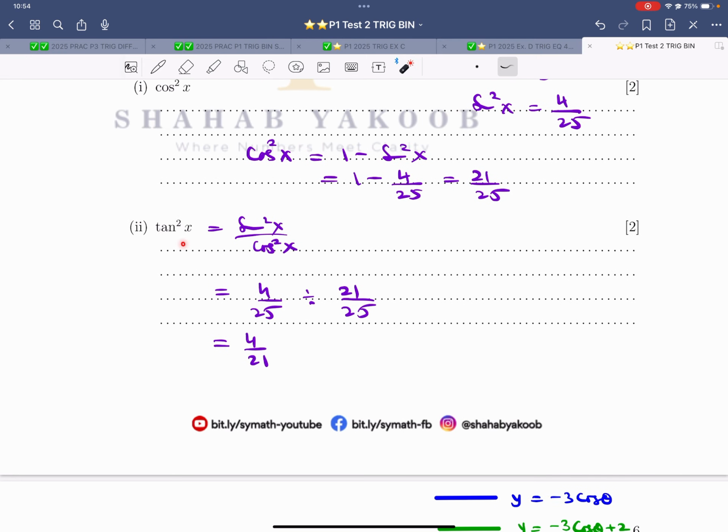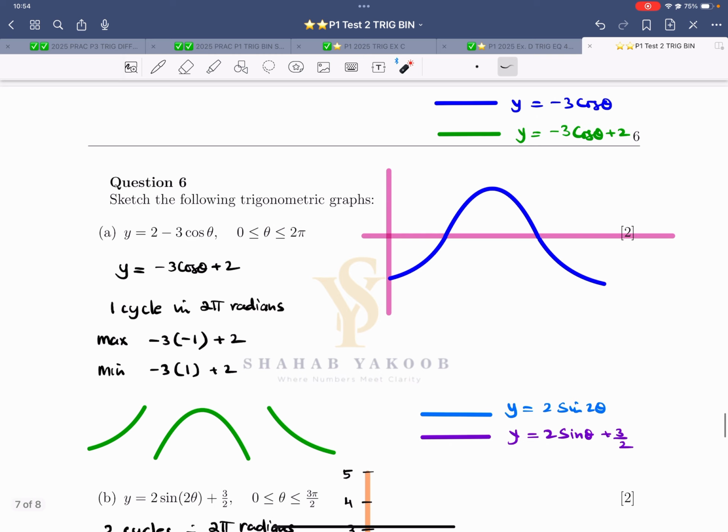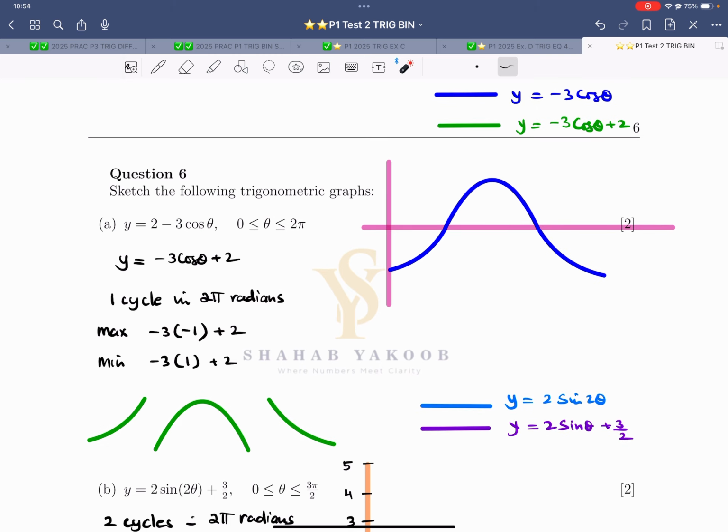Tan square, sin square over cos square, that is sin square, that is cos square, 4 over 21 remains. Now the last question, the most interesting one. Sketch the following trig graphs. Y is equal to 2 minus 3 cos theta. Theta lies between 0 and 2 pi.